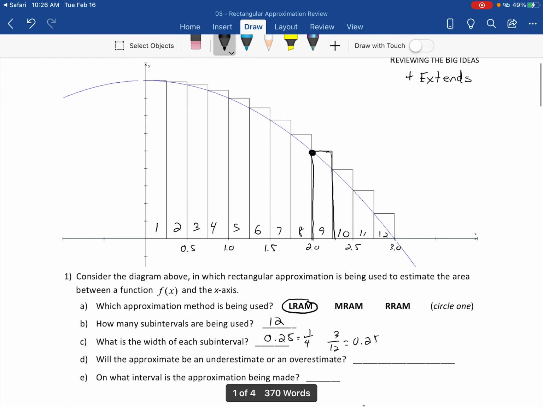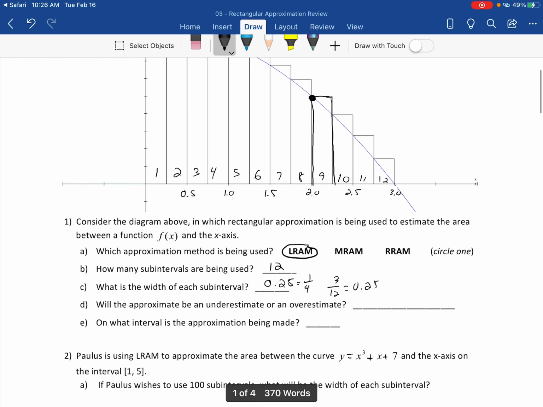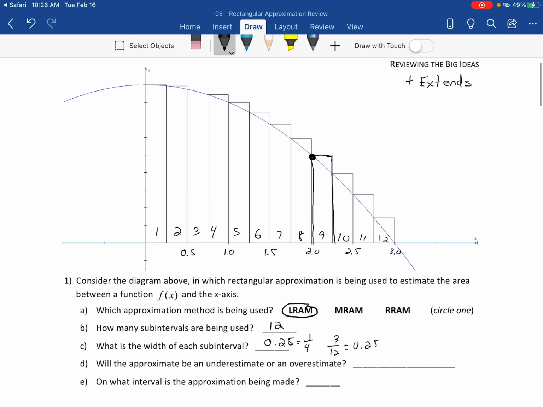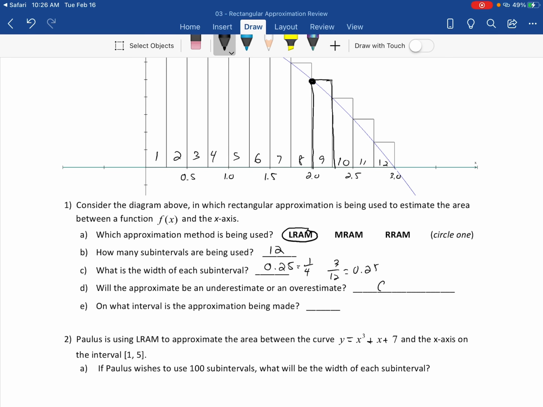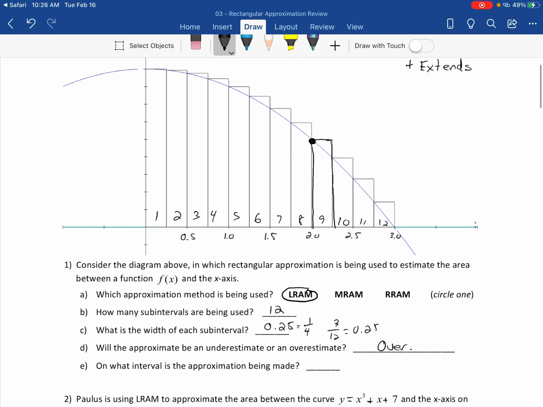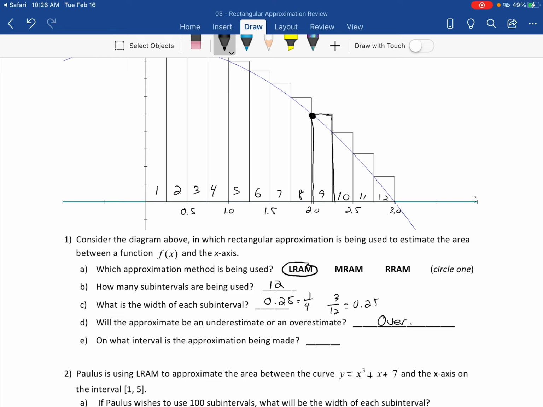Next question, will the approximation be an underestimate or an overestimate? And you can see by the way this curve is and the way the rectangles are, that the rectangles each time are overestimating the area by a little bit. There's a little chunk of the rectangle that's sticking out every time. So in this particular case, with the decreasing function, LRAM will overestimate. And on what interval is the approximation being made? Well, we're going from 0 to 3, so 0 up to 3. The other way to write that would be 0 less than x less than or equal to 3.